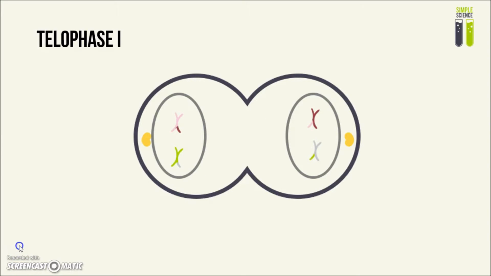Telophase 1 then occurs when the two new sets of chromosomes have migrated to opposite poles of the cell, and then a new nuclear membrane has formed around each new set of chromosomes. The chromosomes would have loosened up a little bit at this point as well.